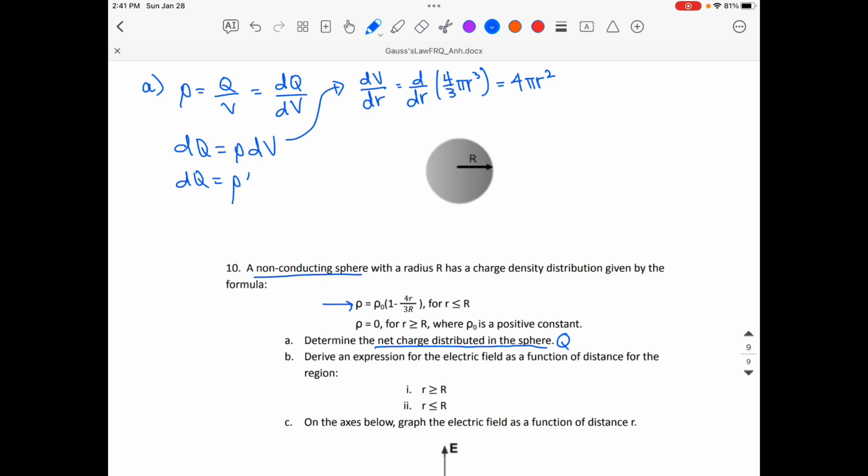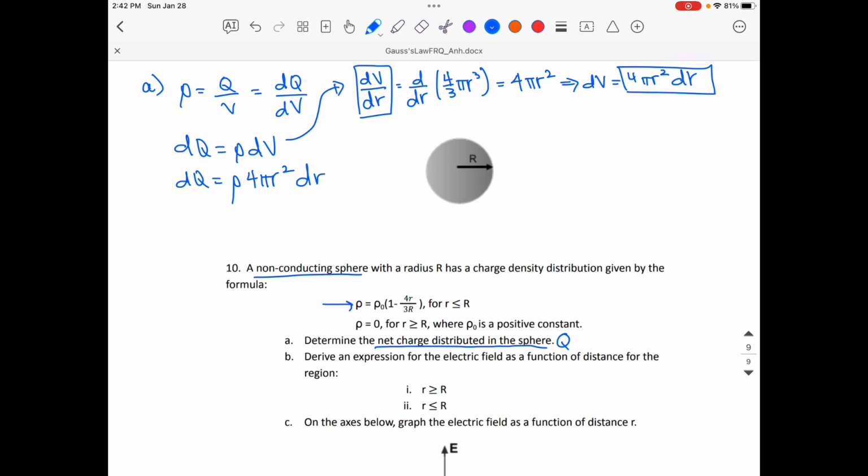We've got rho 4 pi r squared, and I forgot to add this to it. If this is equal to dv over dr, this guy right here, if I multiply the dr over it, then dv is equal to 4 pi r squared dr. That looks weird. So this is what we substitute in for dv.